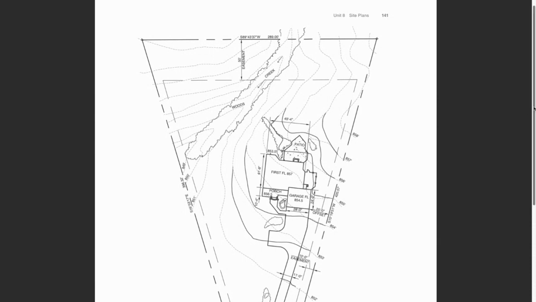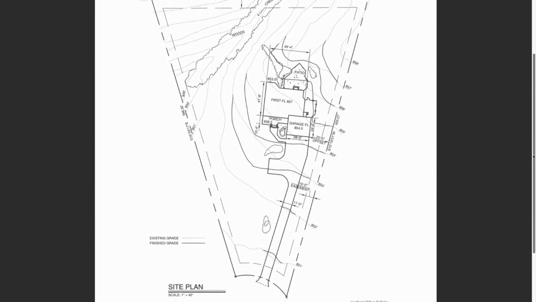The other thing to see here is that they are distinguishing between existing grade and finished grade. So in this case, existing grade would be what the land was like before this property was built, and finished grade would be what the grade or the contours are after the contractor with the backhoe or the bulldozer has their way on the site.